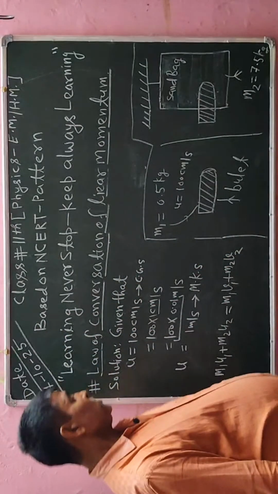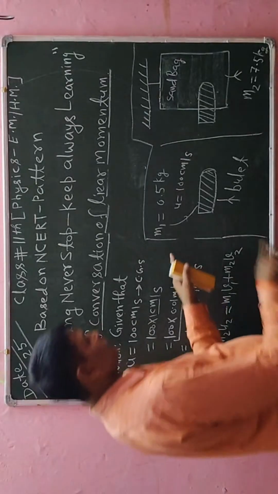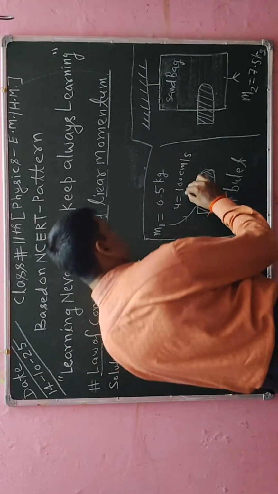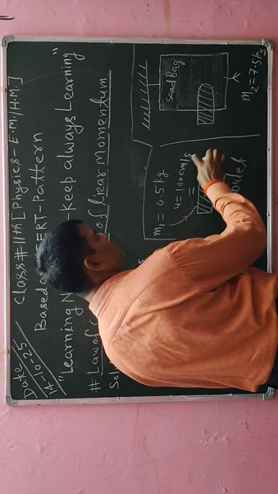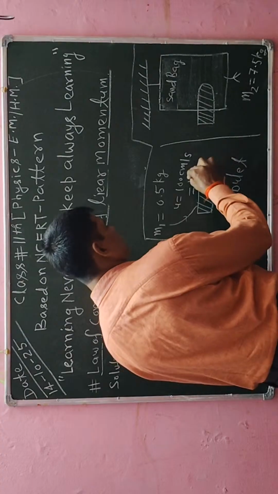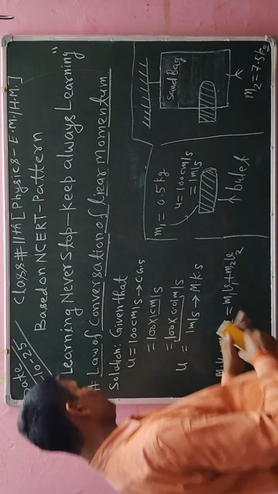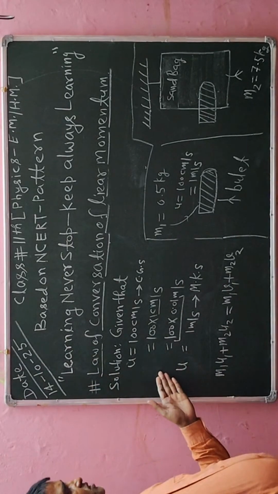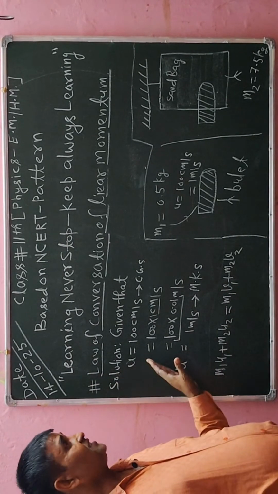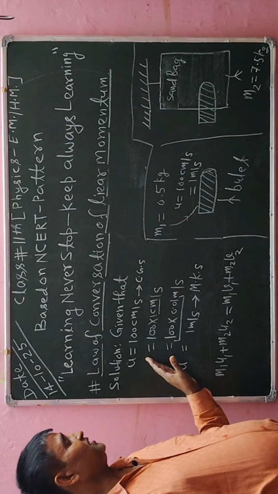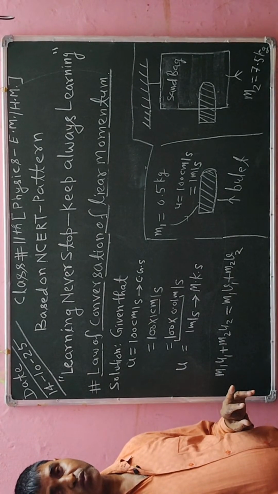Okay, so this information here I am going to save, because u is equal to 100 centimeter per second, but after conversion I have got its value 1 meter per second. Okay, so here there is no space, so we have to further erase it, and after erasing I will give its final solution. Okay students, so you concentrate here.